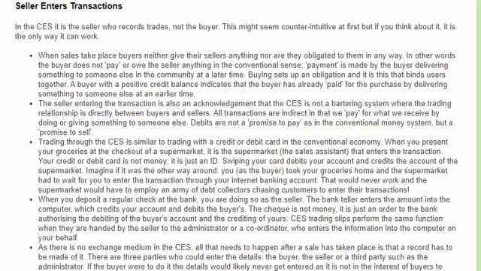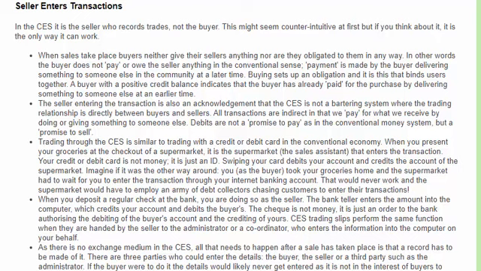A buyer with a positive credit balance indicates that the buyer has already paid for the purchase by delivering something to someone else at an earlier time. Next, the seller entering the transaction is also an acknowledgement that the exchange is not a bartering system where the trading relationship is directly between buyers and sellers. All transactions are indirect in that we pay for what we receive by doing or giving something to somebody else. Debits are not a promise to pay, as in the conventional money system, but a promise to sell.